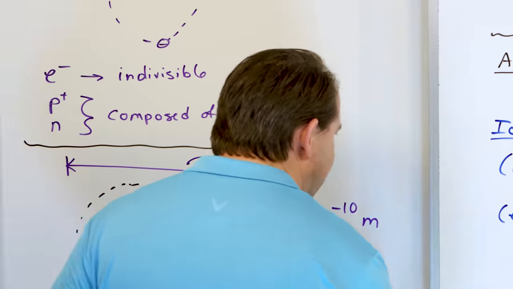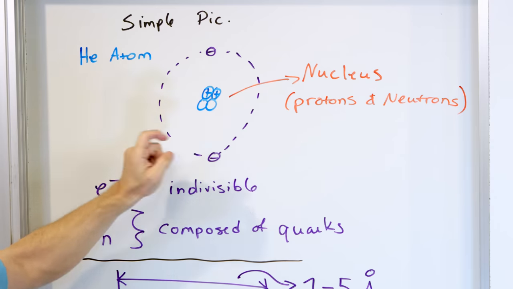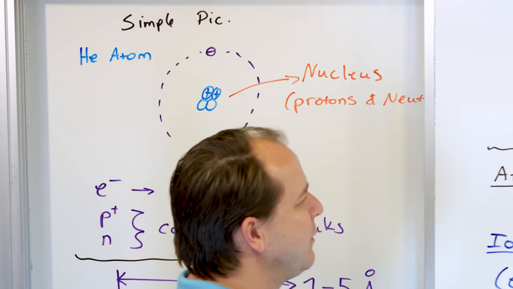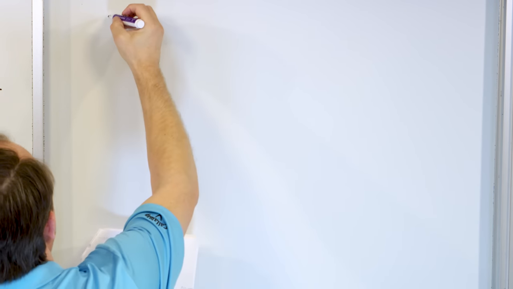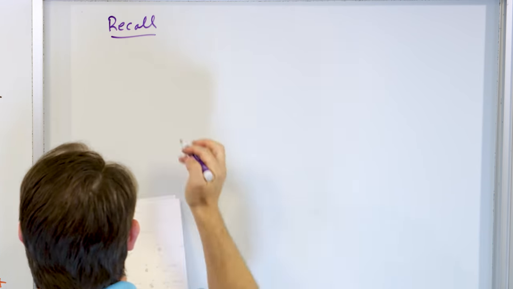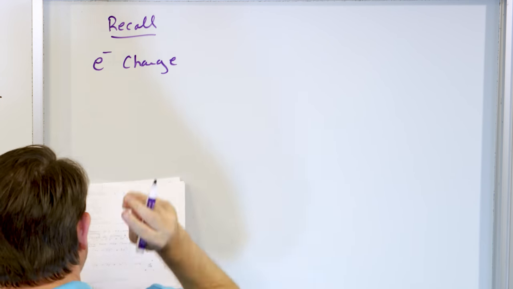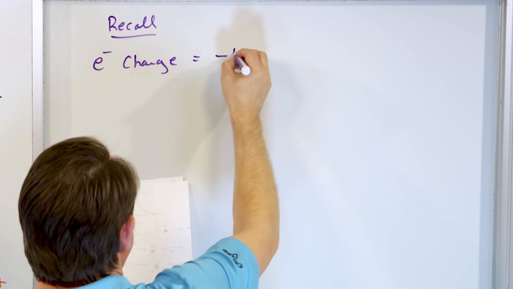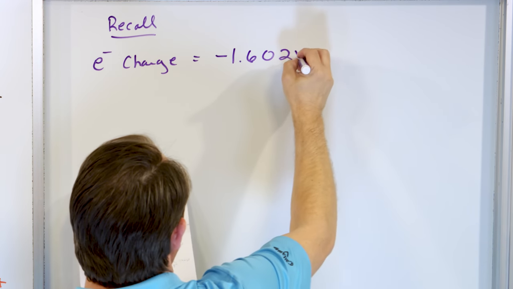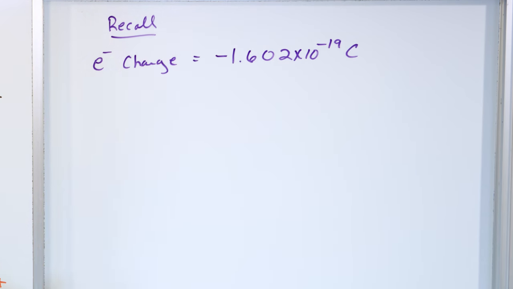All right, so now we want to talk about zooming in a little bit more on the protons and neutrons and the electrons, and we're going to talk about their charge and their mass. We learned in the last lesson, so recall, that the electron has a charge. In the units that we talked about, it was negative 1.602 times 10 to the minus 19, and the SI unit was called coulombs.